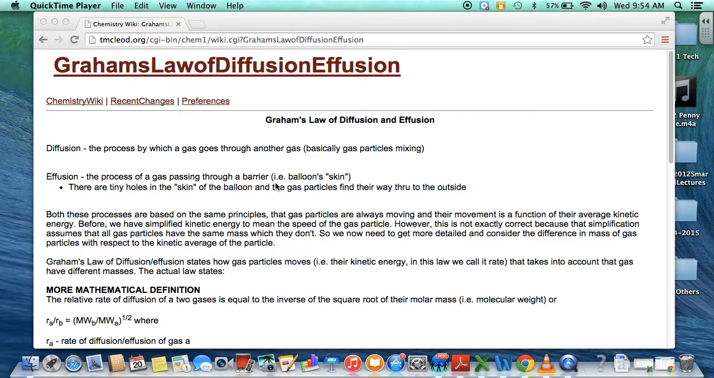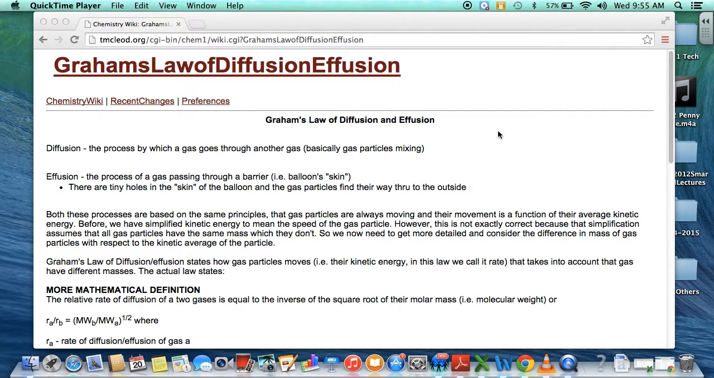Now, you can look at Graham's law in two ways: a very conceptual way or a very mathematical way. The mathematical definition for Graham's law is that the relative rates of diffusion, or you can put in the word effusion if you want, of two gases is equal to the inverse of the square root of their molar masses, or commonly called molecular weight.